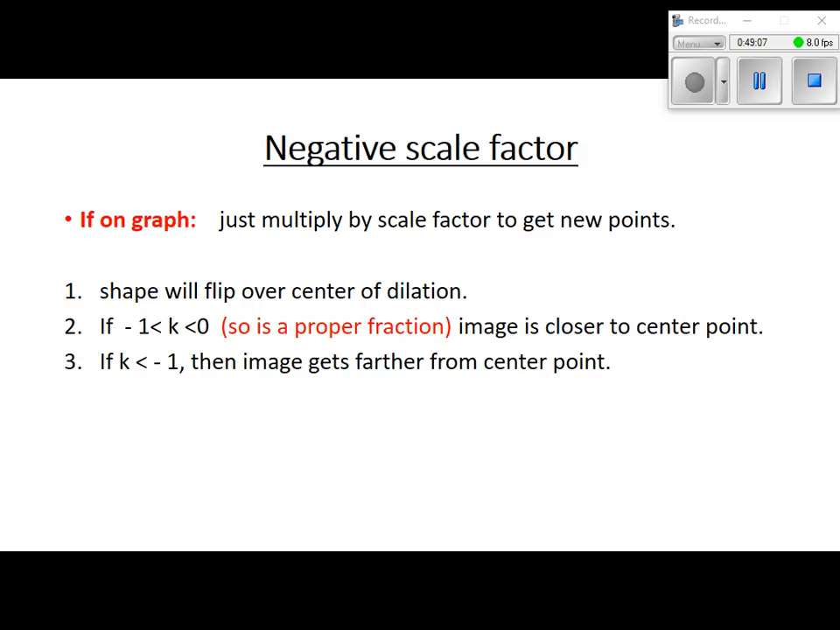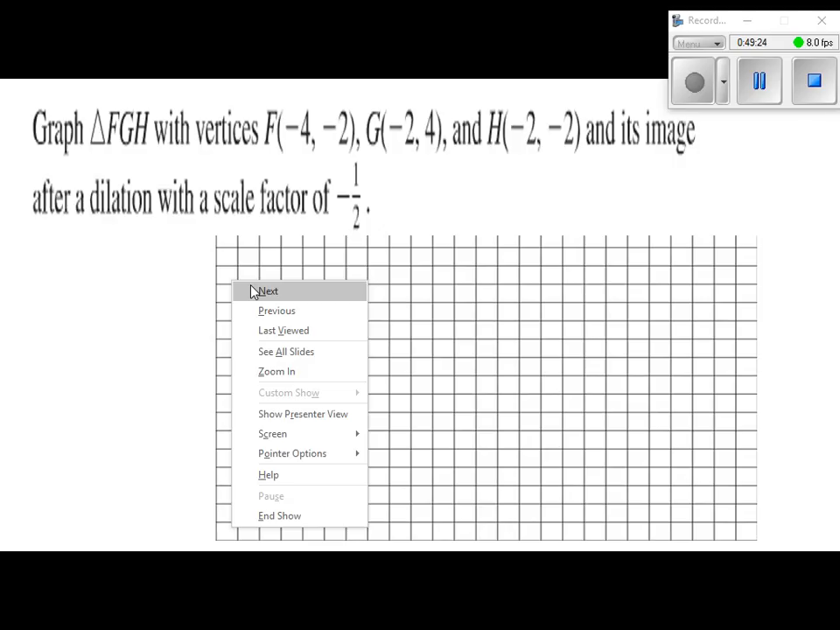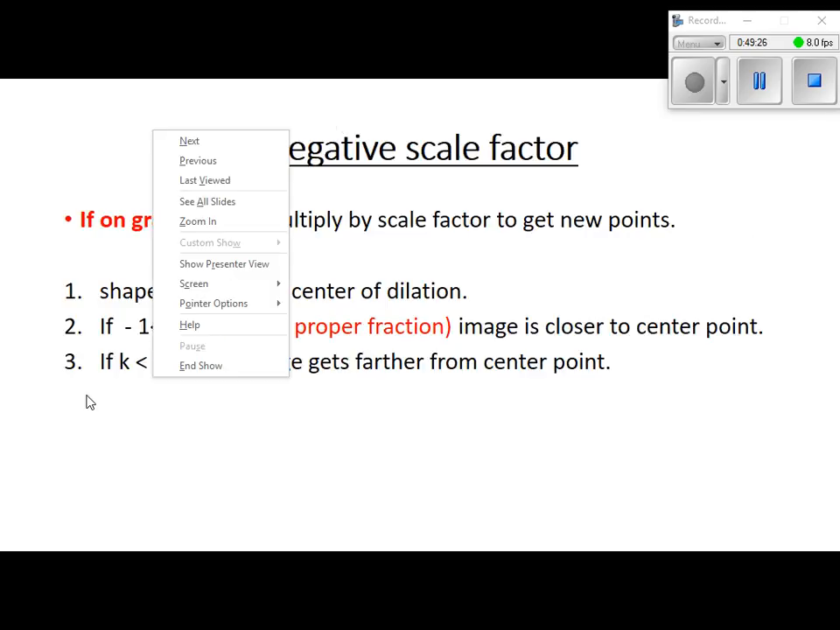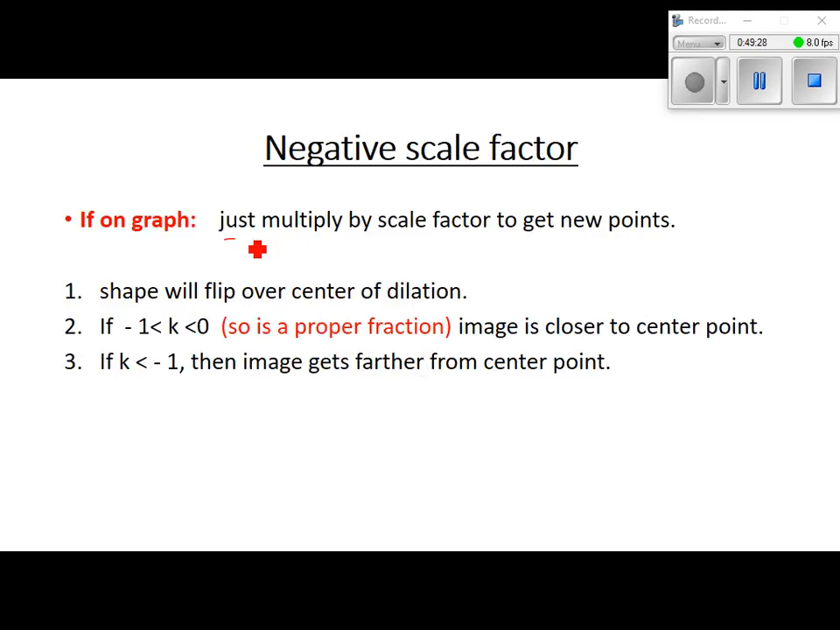Alright, if you have a negative scale factor, write this. This goes right along with the positive scale factor. Maybe I should have put this slide after that one. If you're on a graph and you have a negative scale factor, all you got to do is multiply. And we'll talk about that more here in a minute. With the negative scale factor, if you're not on the graph, or even if you're on the graph, these three things are going to happen.